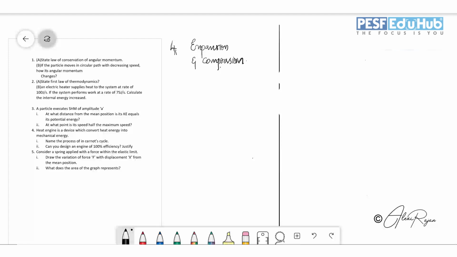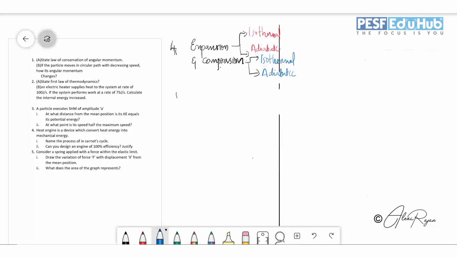So in the expansion itself, 2 things are there. First one is isothermal and adiabatic. In the case of compression also, 2 are there. Same thing, isothermal compression and adiabatic compression. So 4 main processes are there.